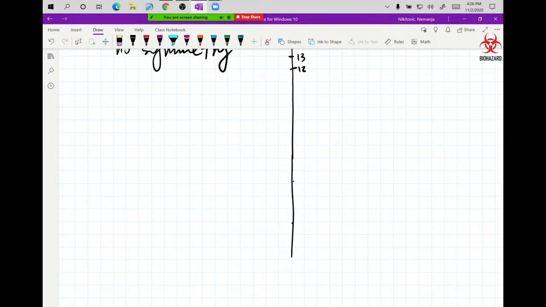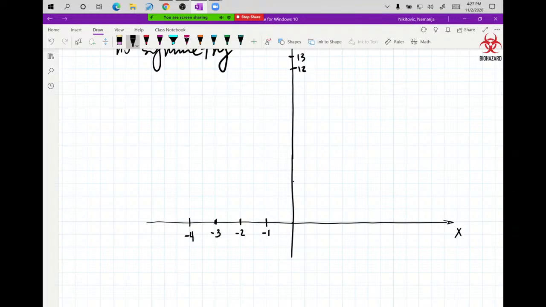Now, for this graph, I'm going to use two squares for 1 unit, because I have to graph the vertical asymptote at -1/2 right here. So here's my vertical asymptote at -1/2, sorry, -1/2.